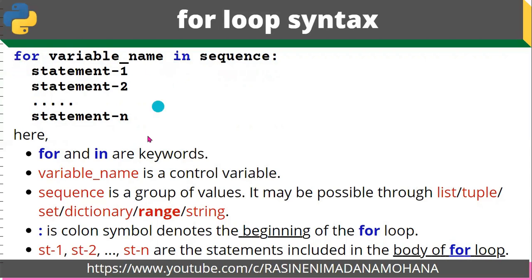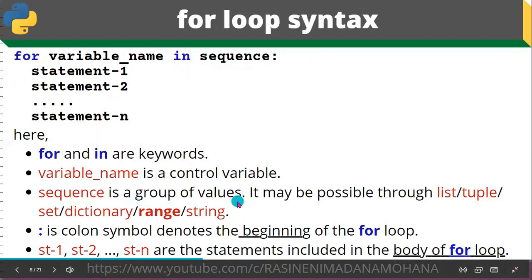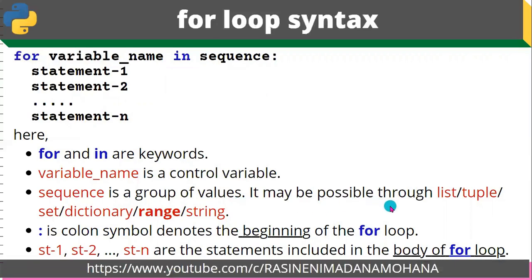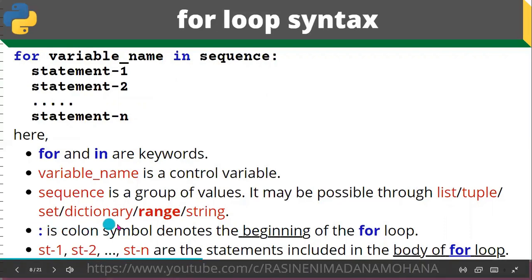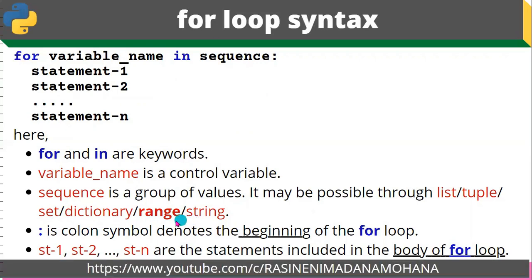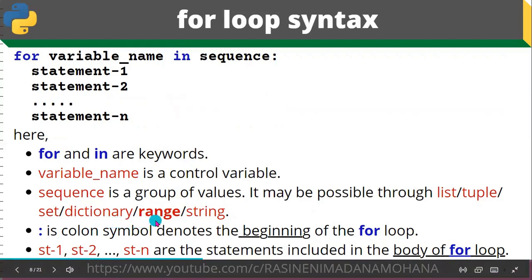Here for and in are the keywords. Then the variable name is a control variable. You can define your own variable, any name you can give. Then sequence. What is a sequence here? A sequence is a group of values. It may be a list, or tuple, or set, or dictionary, or range, or string. So in the for loop, in place of sequence, you can use any of these collections. These are all special data types: list, tuple, set, dictionary, range, string.